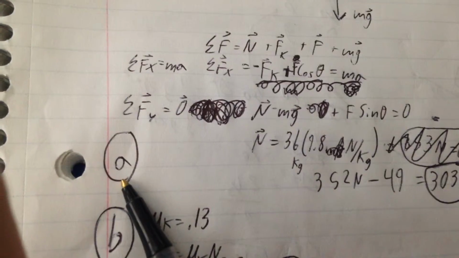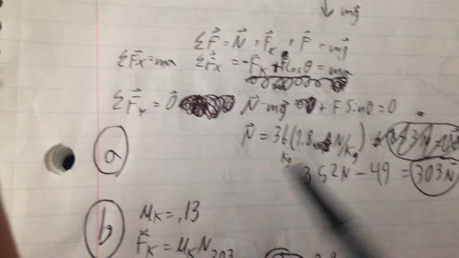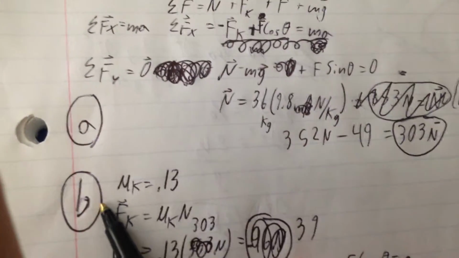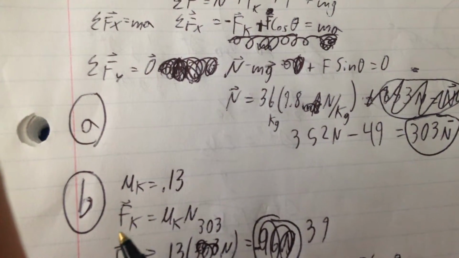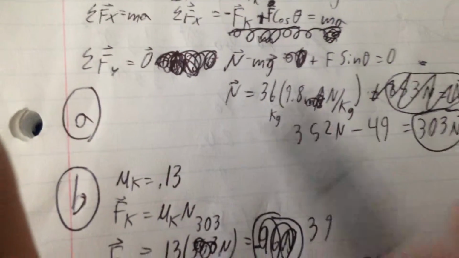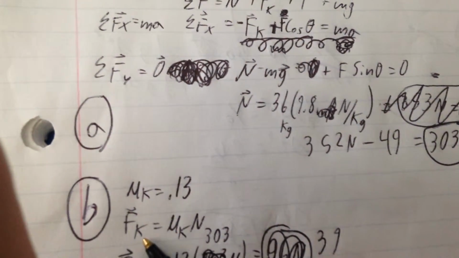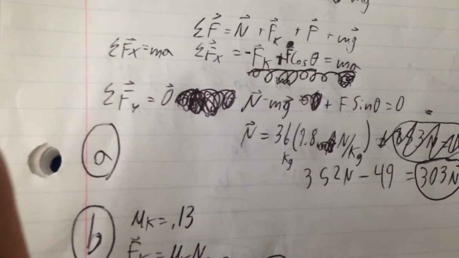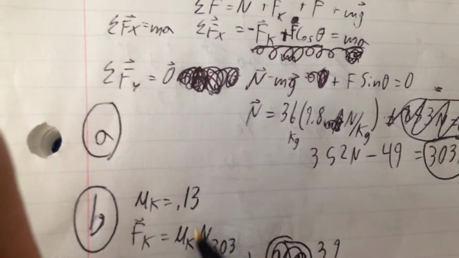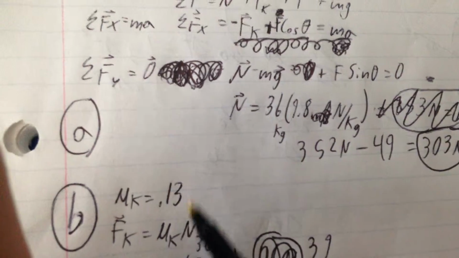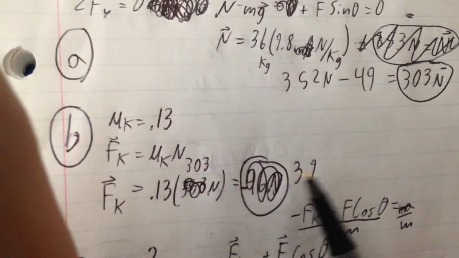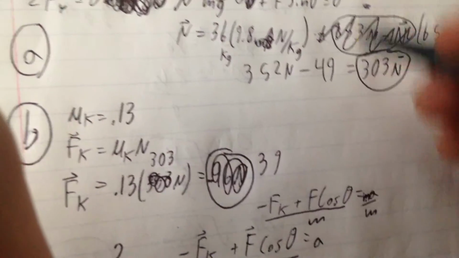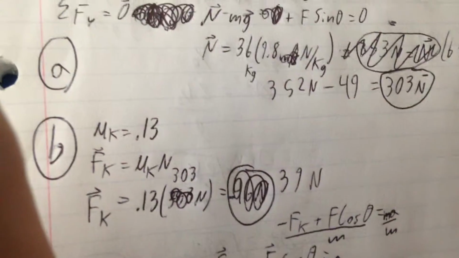And that's the first part of the problem, A: find the magnitude of the normal force. The second part of the problem is, can you find the kinetic friction? Well, kinetic friction is the coefficient of kinetic friction times normal force. You just found normal force, so you can multiply those together, and it's 39 newtons.